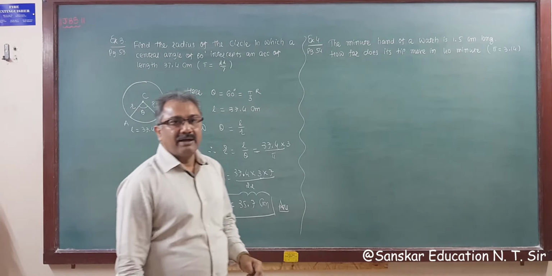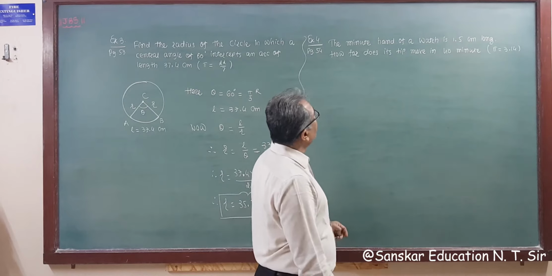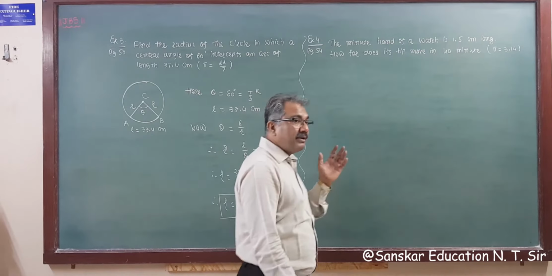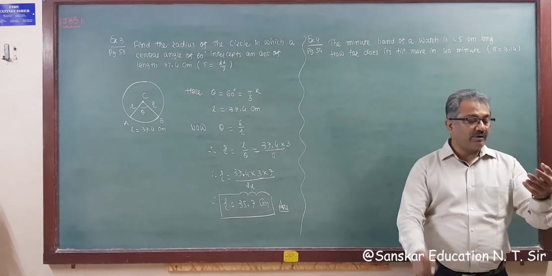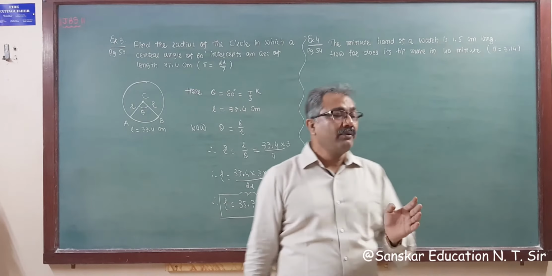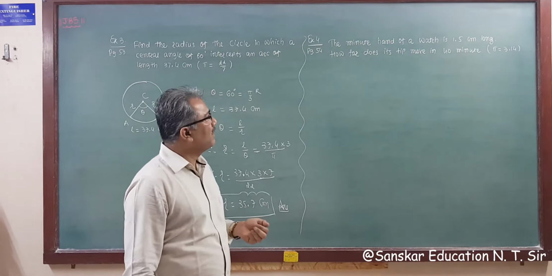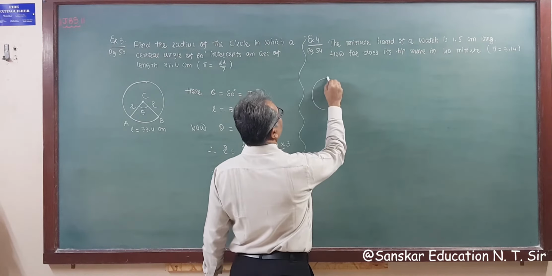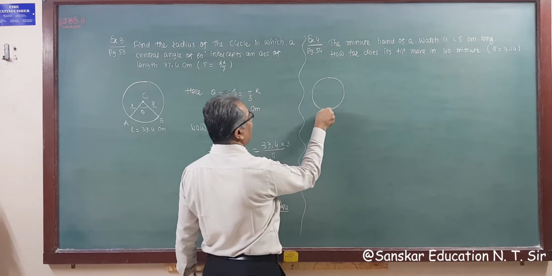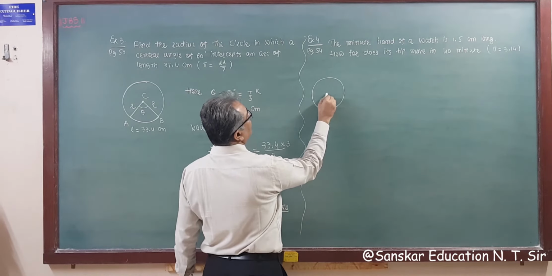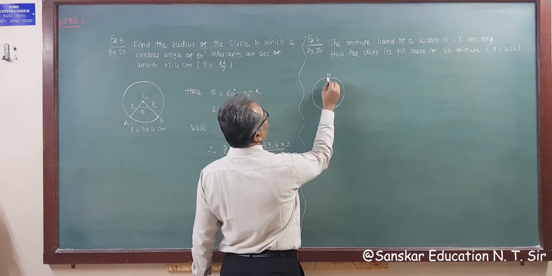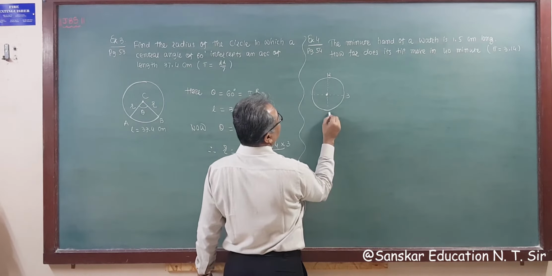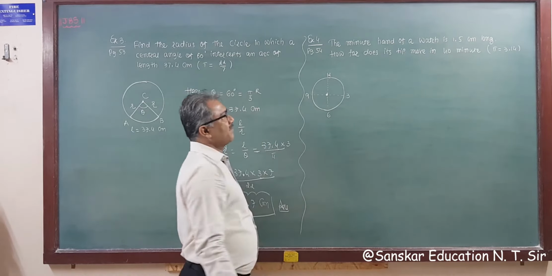Now next question. Example number 4, page 54. The minute hand of a watch is 1.5 centimeter long. So the minute hand of the watch, what is given? 1.5 centimeter long. Suppose this is the dial of a watch. This is not a digital watch. So in a watch you have this is 12, you have 4 parts. Suppose this is 3, this is 6, this is 9, and 12.